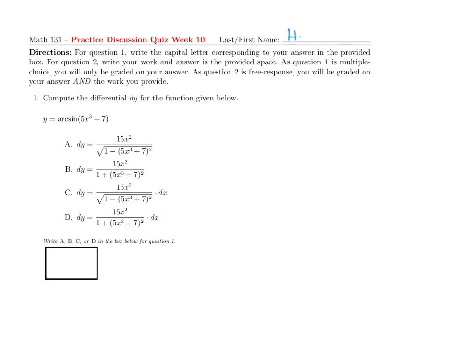Let's go over a couple of examples for this week's discussion quiz. In question 1, we're asked to compute the differential for the function y is equal to arc sine of 5x cubed plus 7. Essentially, we're taking the derivative, but instead of writing it as dy/dx, we put the dx on the other side of the equation.